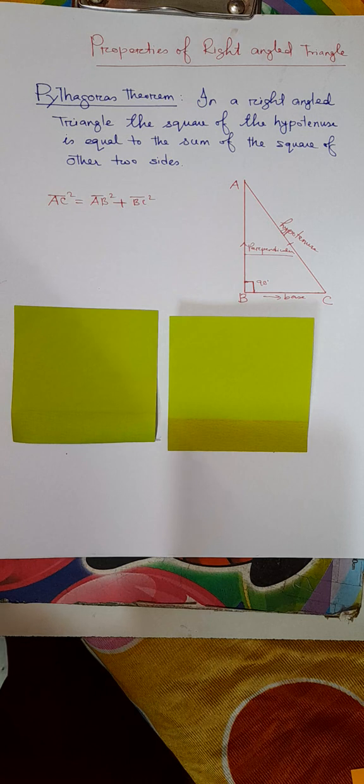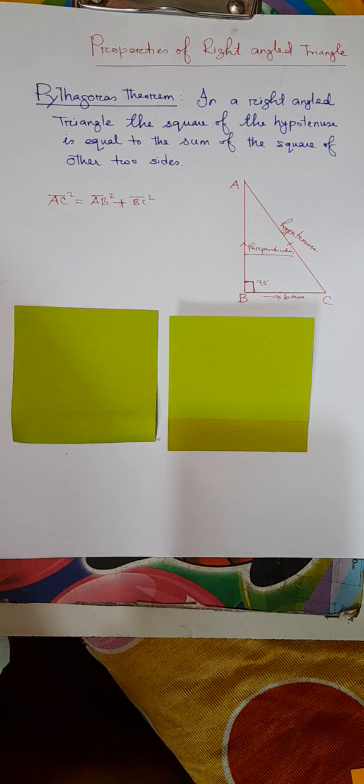Then exterior angle of a triangle is equal to sum of the interior opposites, and sum of the exterior angles of a triangle is 360 degree. Now here we will discuss a very useful property of right angle triangle. This is known as Pythagoras Theorem. This was developed by a famous Greek mathematician Pythagoras.